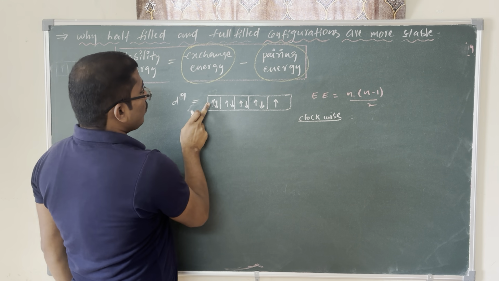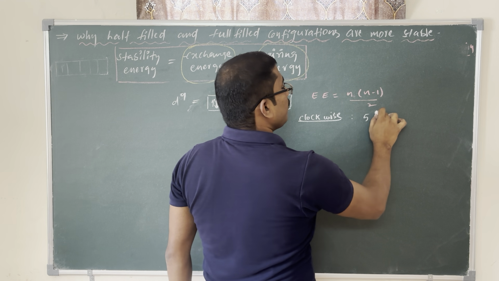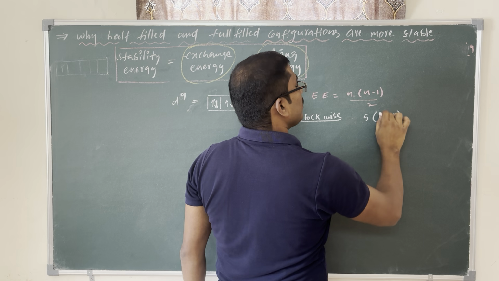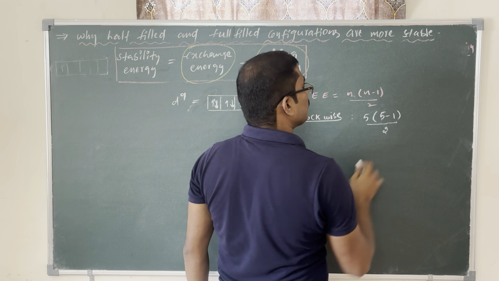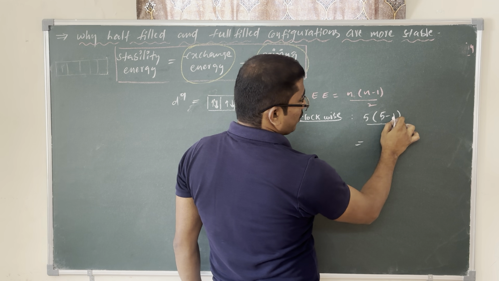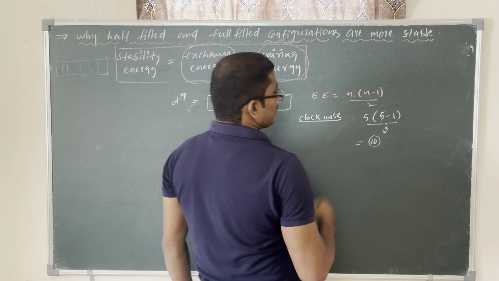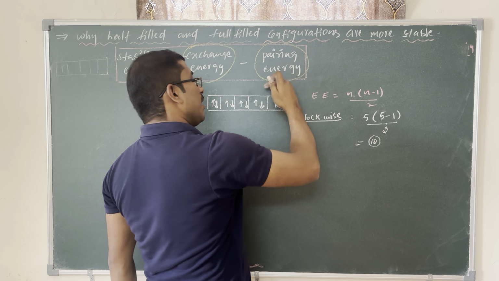Clockwise, here there are 1, 2, 3, 4, 5 electrons with spin. That is 5 into 5 minus 1 by 2. 5 minus 1 is 4, 4 fives are 20, 20 by 2 is equal to 10. Exchange energy with clockwise is 10.